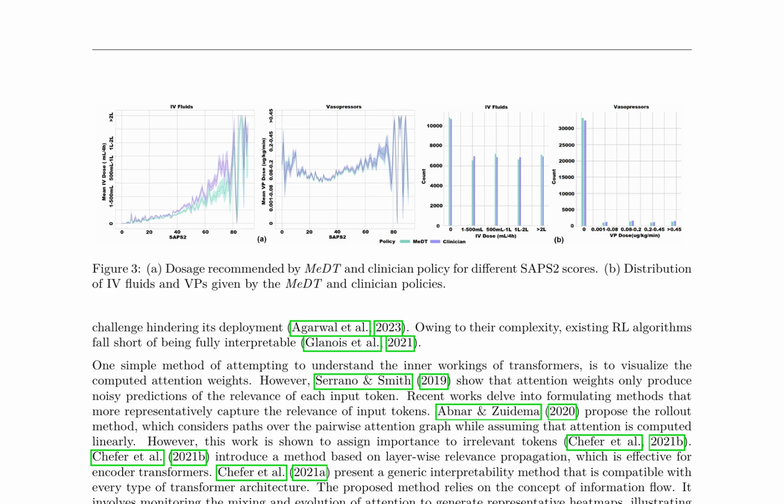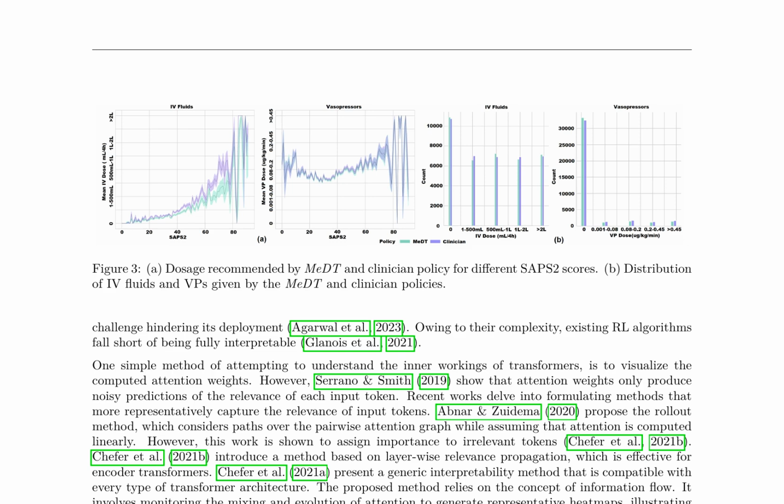Traditional methods for understanding transformers, such as visualizing attention weights, have been shown to be limited in accurately capturing the relevance of input tokens. Alternative methods, including the rollout method and layer-wise relevance propagation, have also demonstrated limitations. To address these challenges, the authors employ a generic interpretability method based on information flow, which has been shown to produce more accurate interpretations while being simpler to implement.